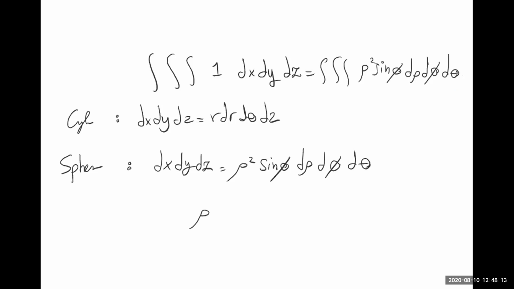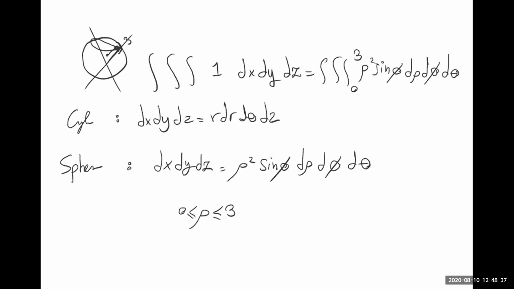So what are the bounds for rho? Well, rho is between 0 and 3, right? At the center it's 0, and at most it would be 3. It's the intersection of a cone with a sphere, so rho would go from 0 to 3.